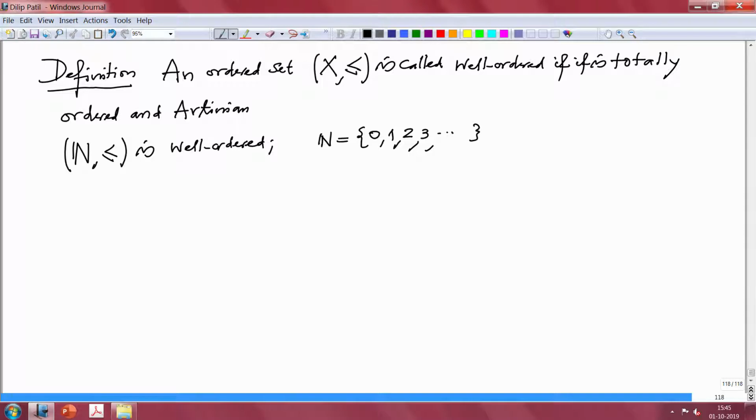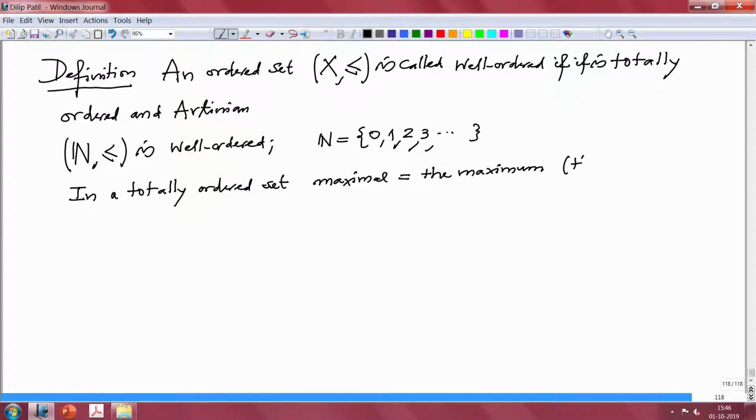Alright. So, because it is totally ordered, maximal will mean maximum now, because any two elements are comparable. So, in a totally ordered set, maximal is the same as the maximum. There is only one maximal, and that is called the maximum, then it is bigger than everybody. Sometimes it is also called the biggest element.